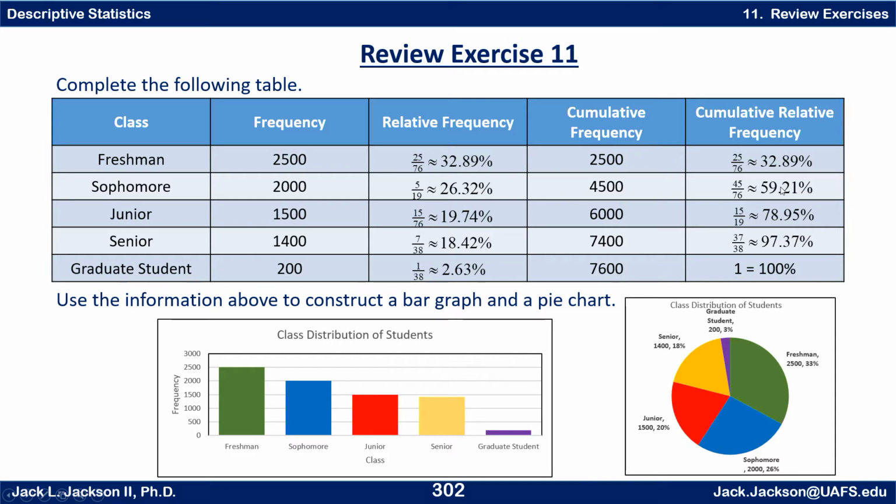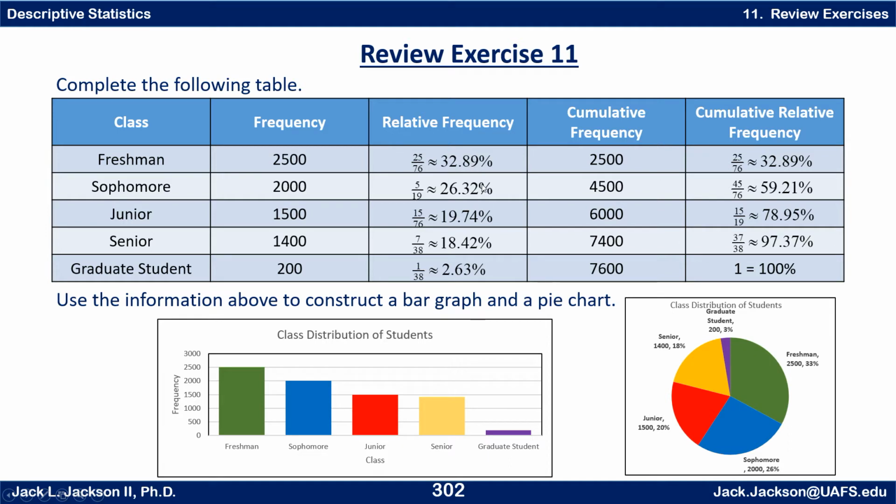Now, to do the cumulative relative frequency, we divide each of the cumulative frequencies by 7,600 to turn them into fractions or percents, or we could do the same cumulative thing with relative frequencies instead of frequencies. So, for example, the first one's still 25/76, or roughly 32.89%. The next one is 4,500 over 7,600, which is 45/76, or approximately 59.21%. Or we could have done it by adding 25/76 plus 5/19, which would have been 45/76. That would be another way to get there.